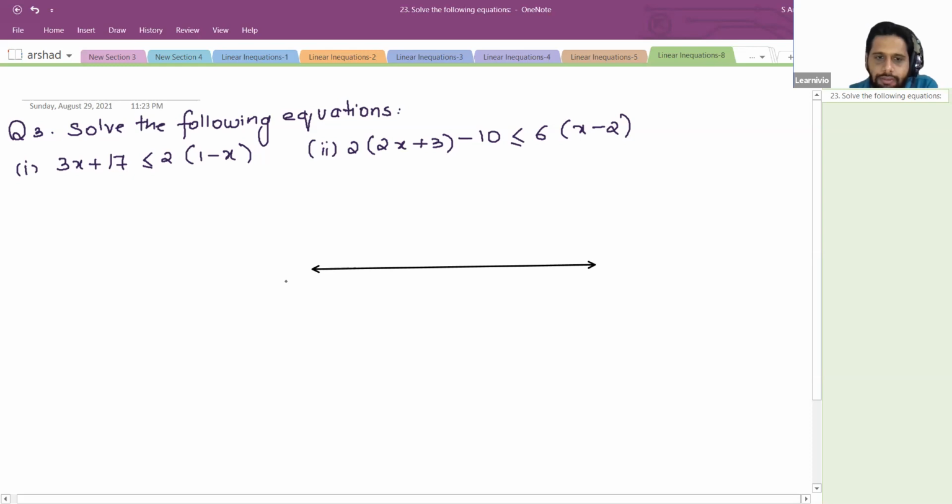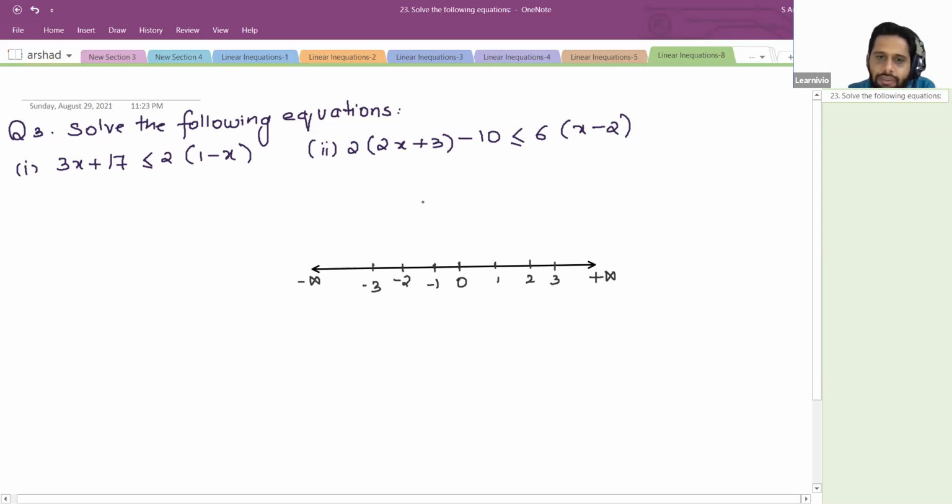This is a number line. In the extreme left, we will write minus infinite. On the extreme right, we will write plus infinite. Okay, minus infinite and plus infinite. In the center, we have a 0. Then we have 1, then we have 2, 3, and so on. And similarly, on the left side, we have minus 1, minus 2, minus 3, and so on.